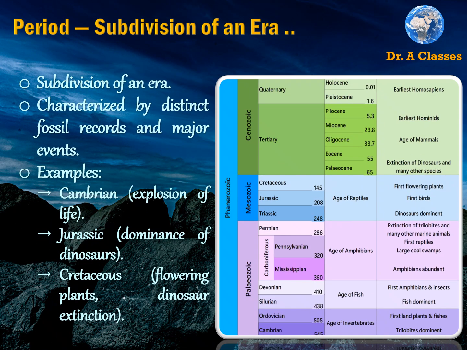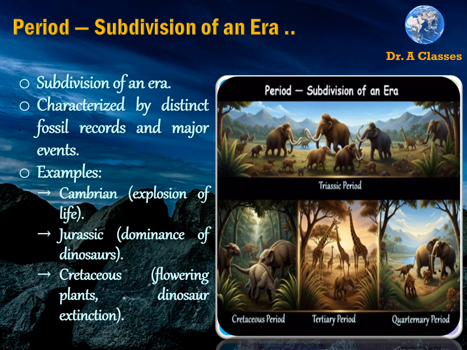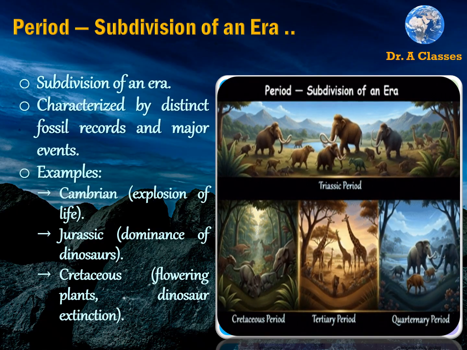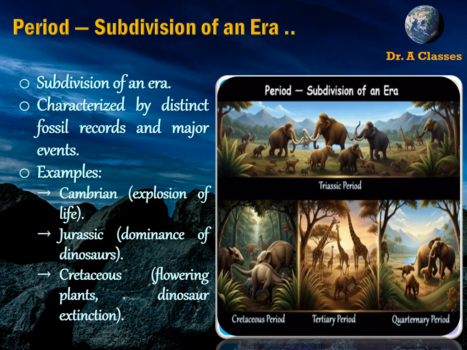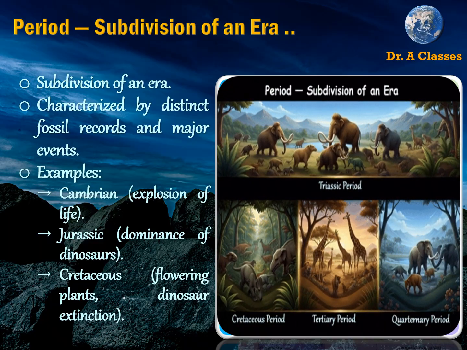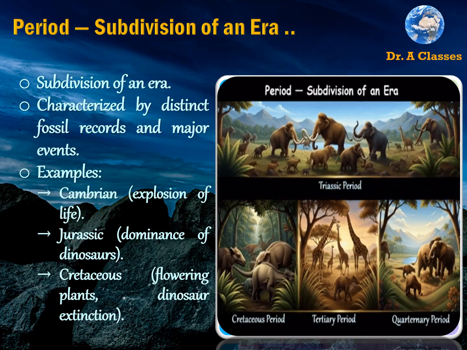Period, subdivision of an era. Periods are a smaller time unit within an era, giving a more detailed record of biological and environmental changes. They are especially important in paleontology because each period has a distinct fossil record. Examples include the Cambrian period, famous for the explosion of life forms, and the Jurassic and Cretaceous periods, which saw the rise and extinction of dinosaurs.